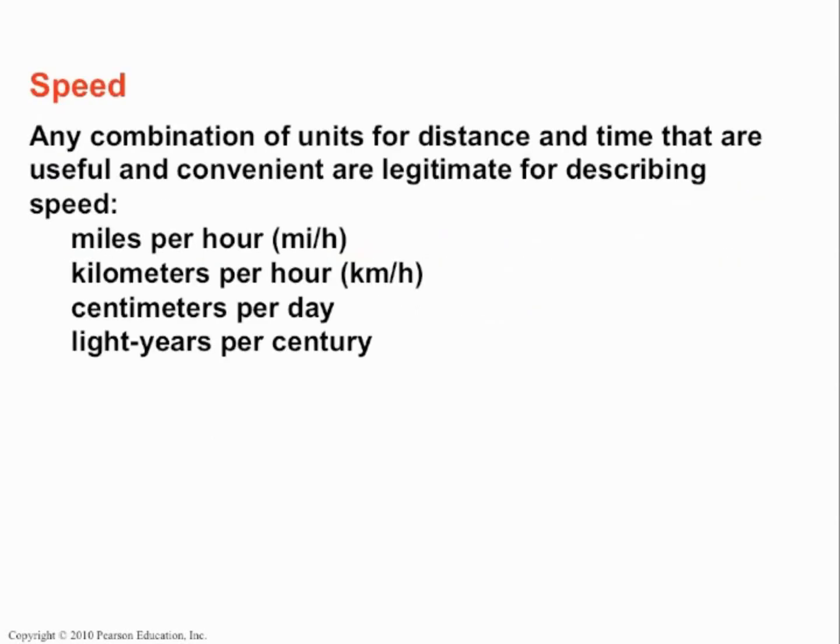Let's talk about speed. Any combination of units for distance and time that are useful and convenient are legitimate for describing speed. So miles per hour, you're used to those. Kilometers per hour, they use those in Canada and Europe. Centimeters per day, fast-growing plants sometimes grow in centimeters per day. Light years per century. All of these have a distance unit per time unit, and so these are speeds.